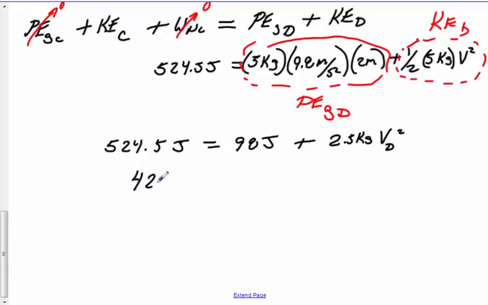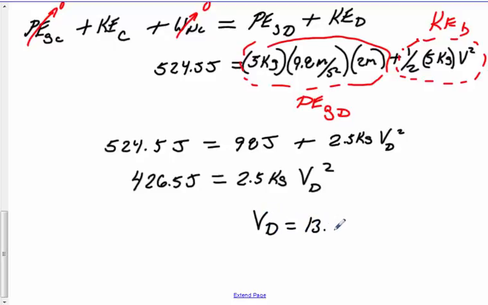So 426.5 joules is equal to 2.5 kilograms times velocity at D squared. I will divide by 2.5. I will take the square root of that, and that gives me a velocity at D of 13.06 meters per second.